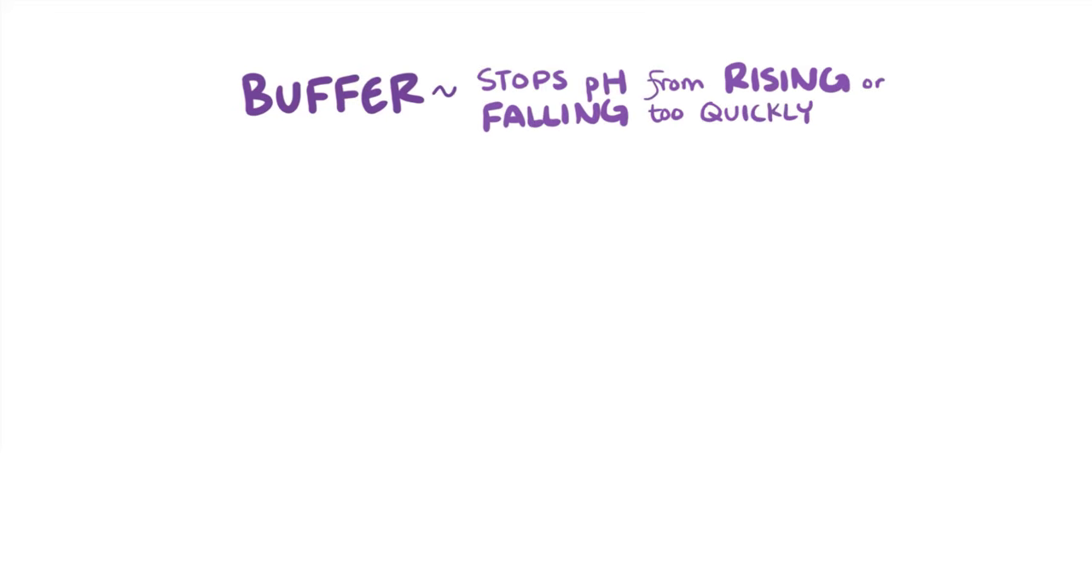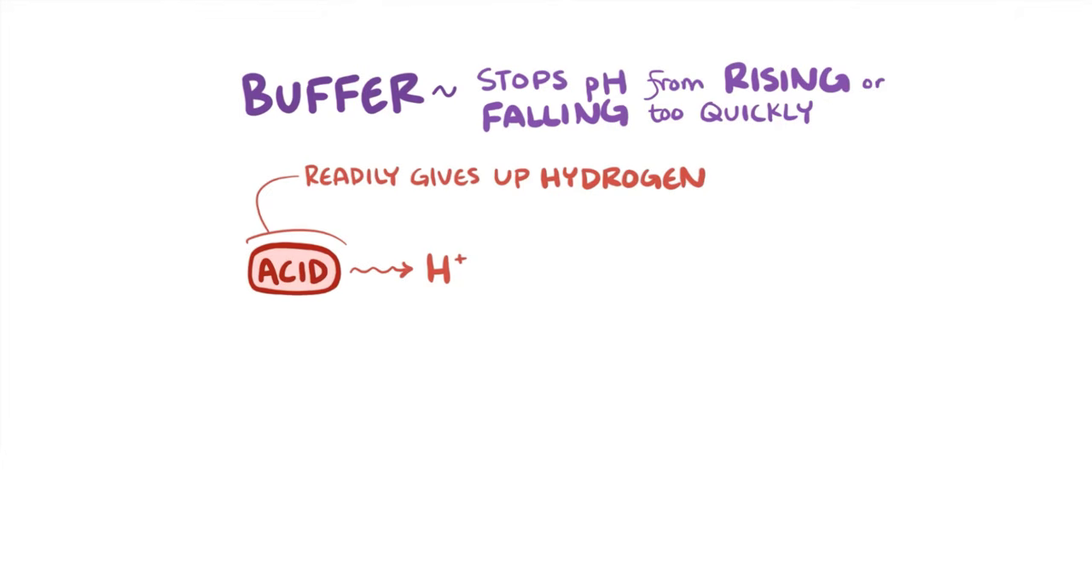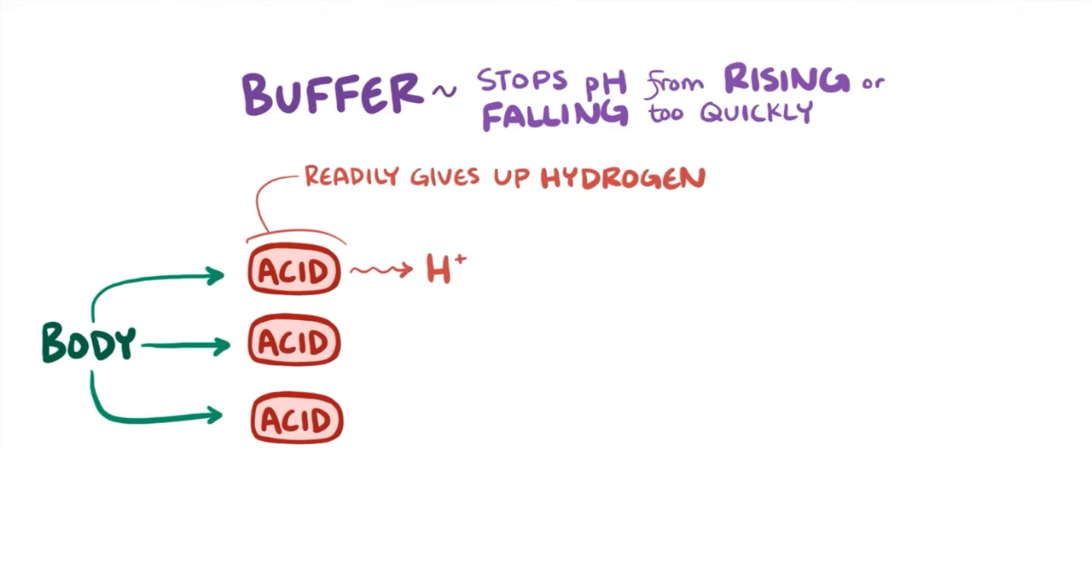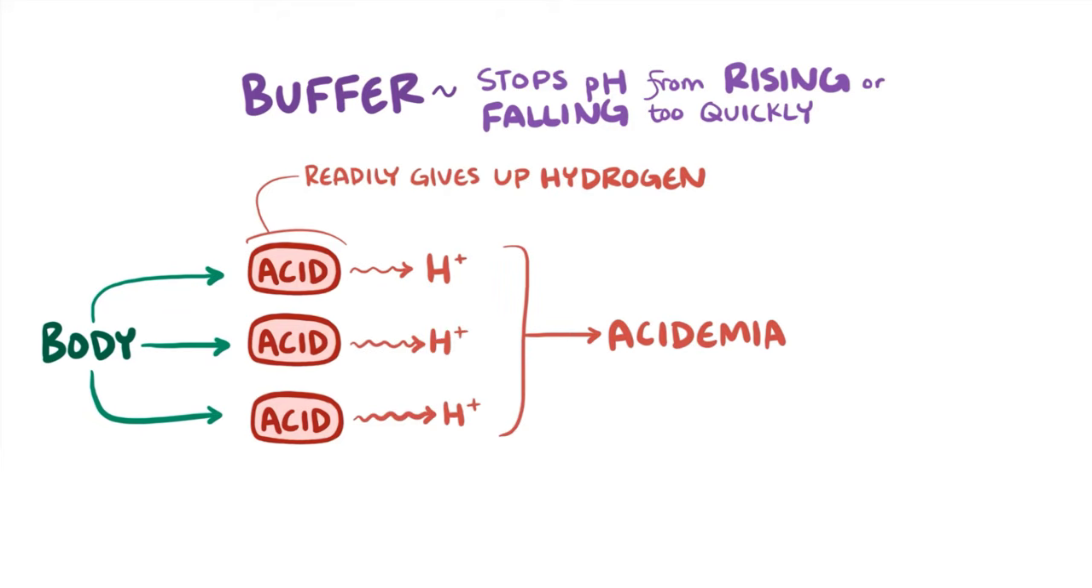In everyday language, a buffer is something that acts like a protective cushion or shield. And the same is true of physiologic buffers. They shield or prevent the pH from rising or falling too fast. The reason the body needs buffers is that acids, or molecules that readily give up their hydrogen ion, are being generated by the body all the time. These extra hydrogen ions would shift the pH into the acidic zone, so the body needs a way to handle them without a major shift in the overall pH.